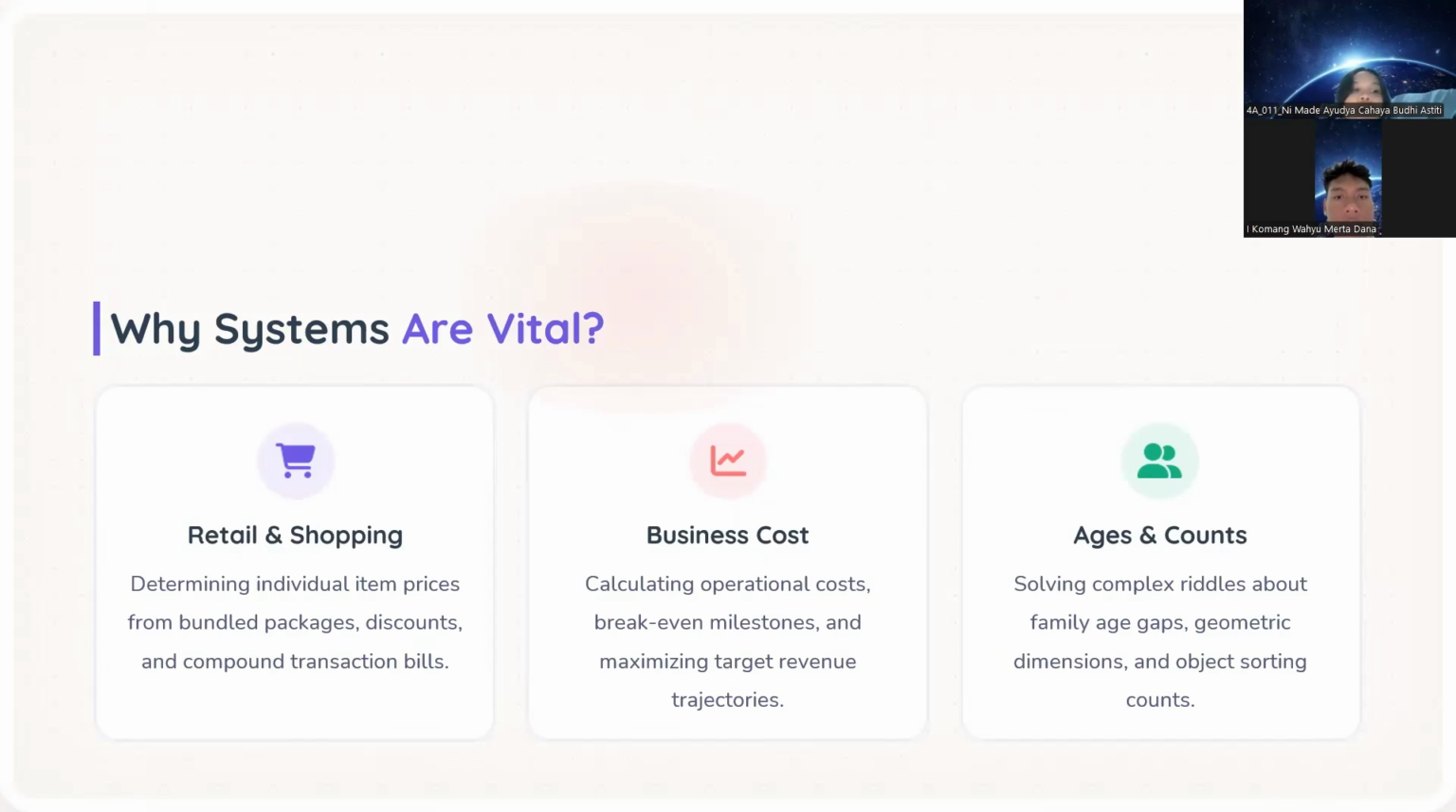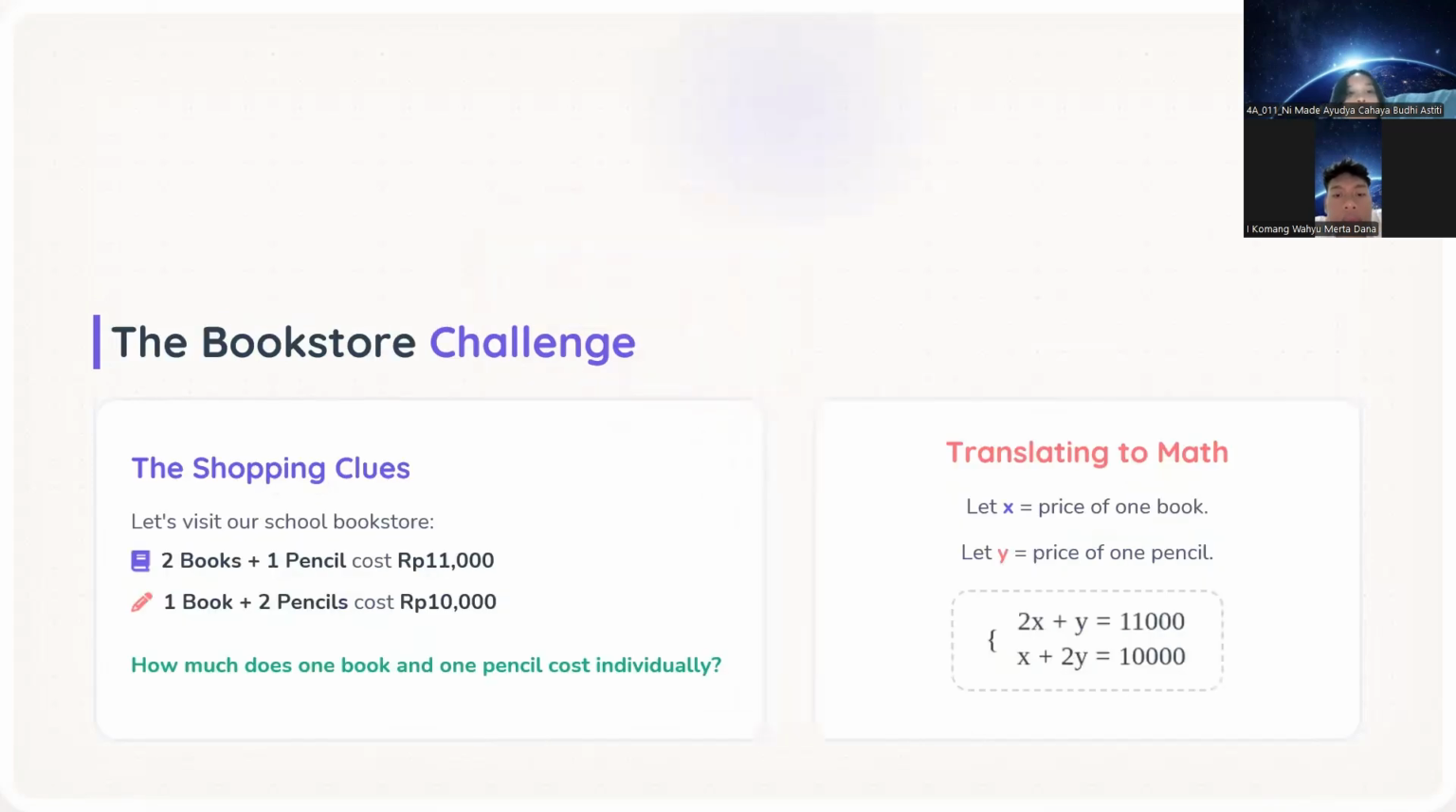Okay, next we have real life applications and why linear systems are vital. Linear equation systems are very useful in everyday life. For example, they can help us to determine prices of products, ages of people, numbers of objects, and business costs and profits. So let's look at a real life problem at a store.